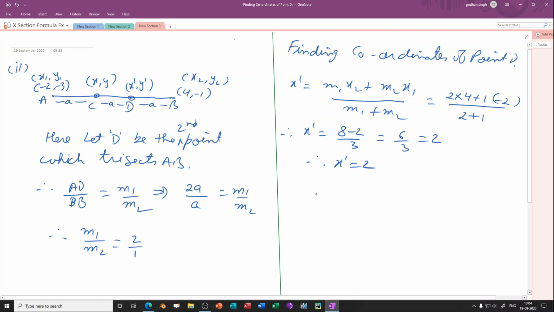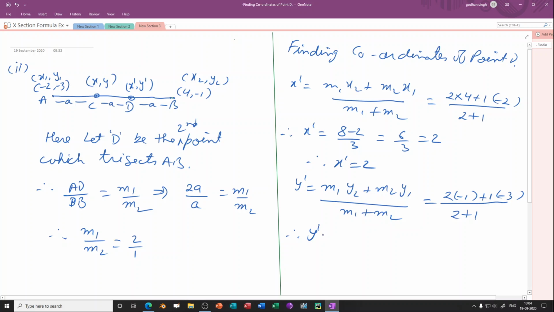Now let us obtain the value of y dash. So y dash is equal to m1 into y2 plus m2 into y1 over m1 plus m2, equal to m1 is 2 here, m2 is 1. So 2 plus 1. Here again 2 into y2. y2 is y coordinate of point B, that is minus 1, plus m2 is 1 into y1, y coordinate of point A, minus 3. So therefore y dash equal to minus 2 minus 3 over 3. So this will give us minus 5 over 3.